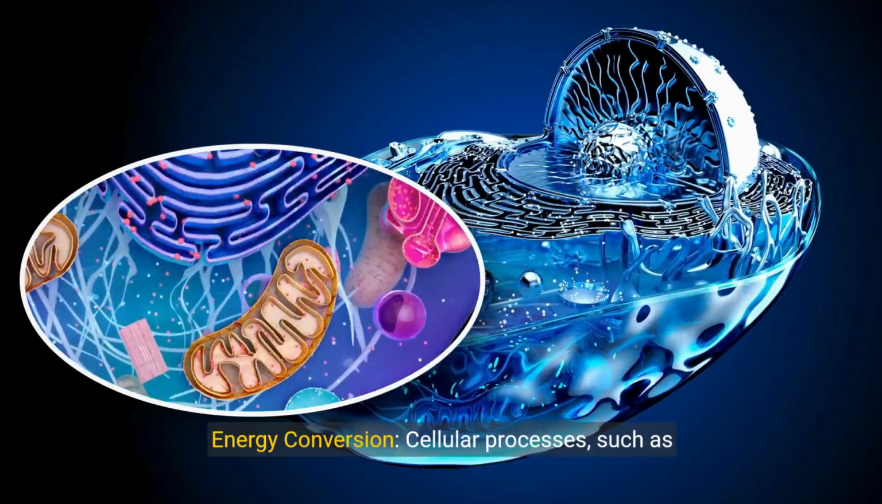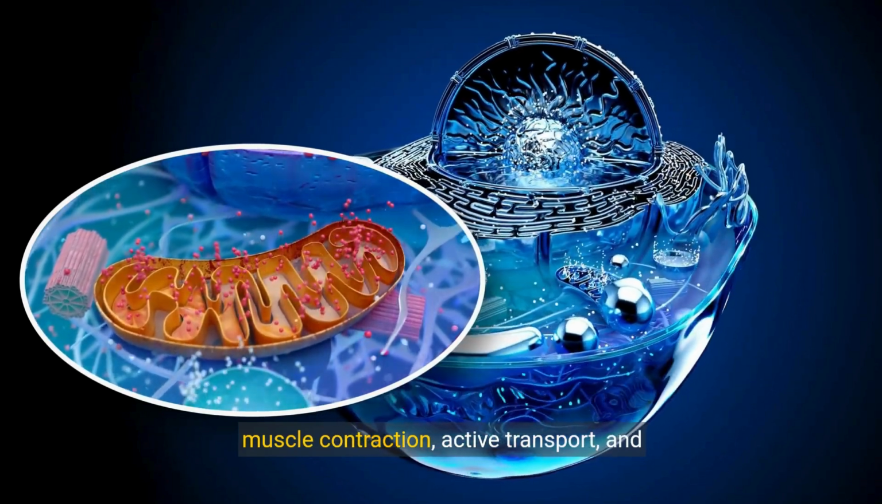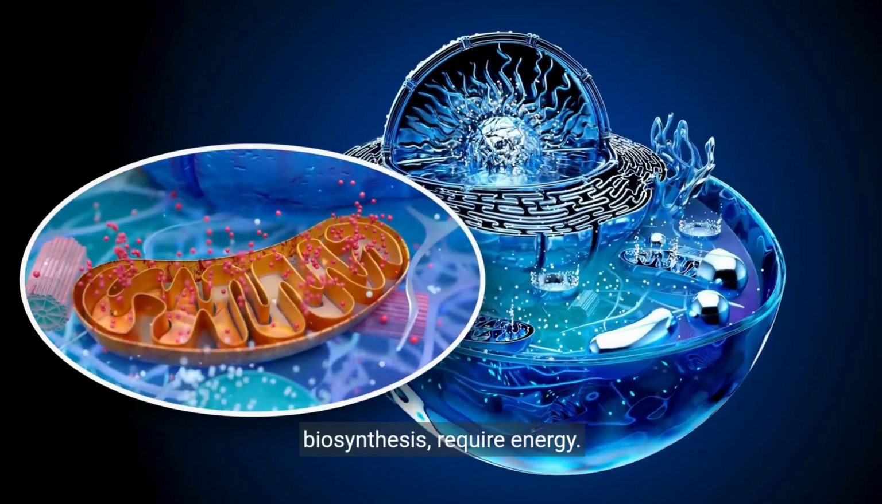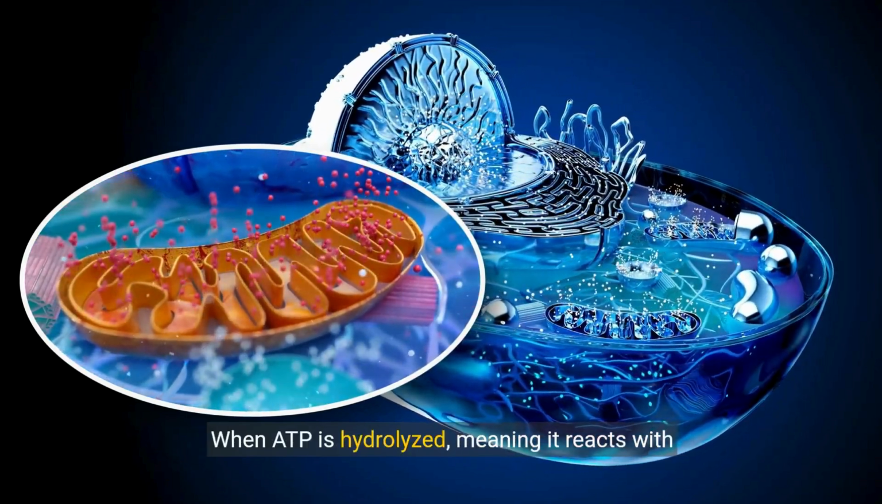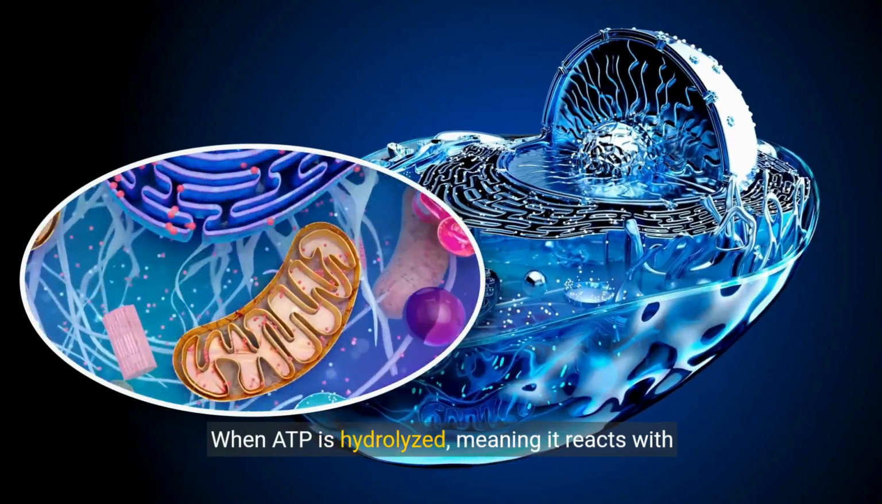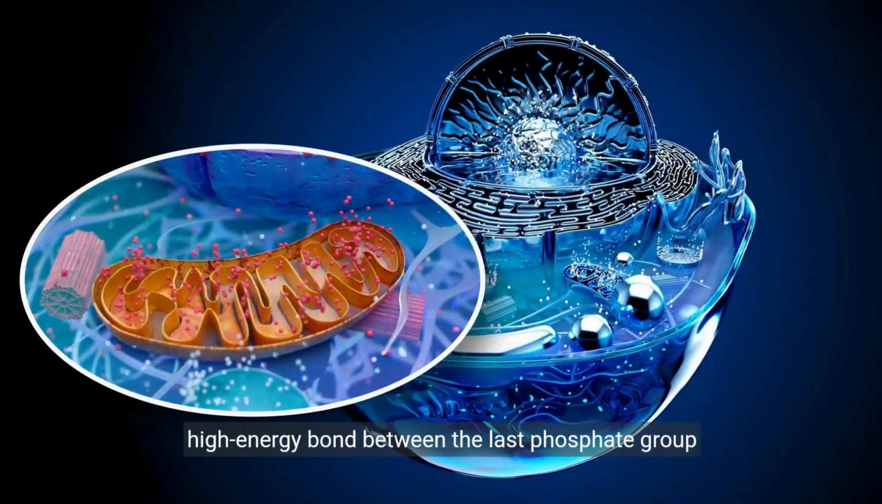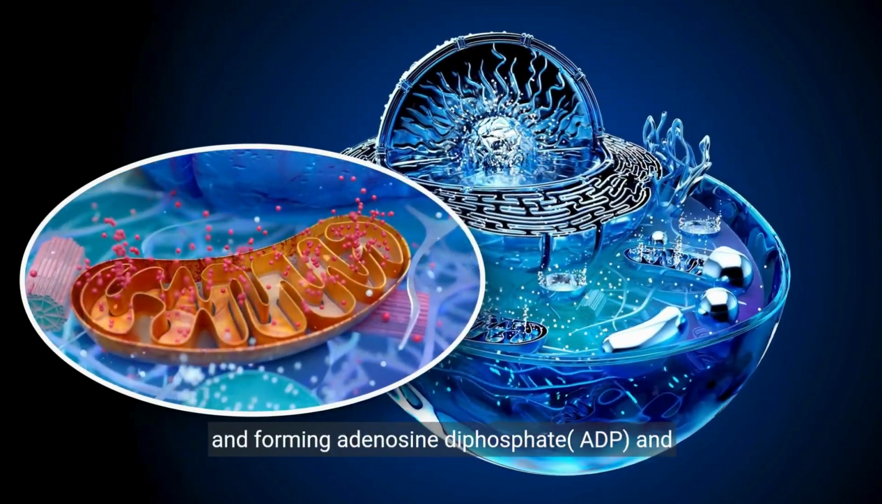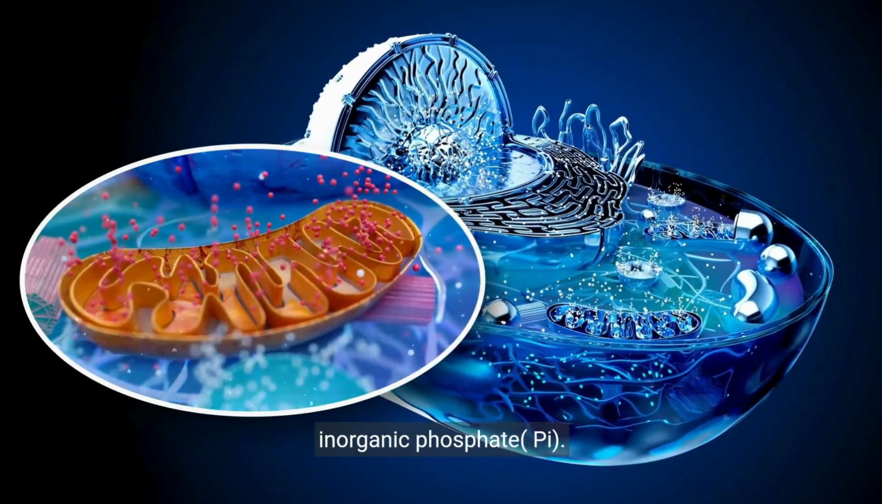2. Energy conversion. Cellular processes, such as muscle contraction, active transport, and biosynthesis, require energy. This energy is derived from the breakdown of ATP. When ATP is hydrolyzed, meaning it reacts with water, it releases energy by breaking the high-energy bond between the last phosphate group and forming adenosine diphosphate, ADP, and inorganic phosphate, Pi.